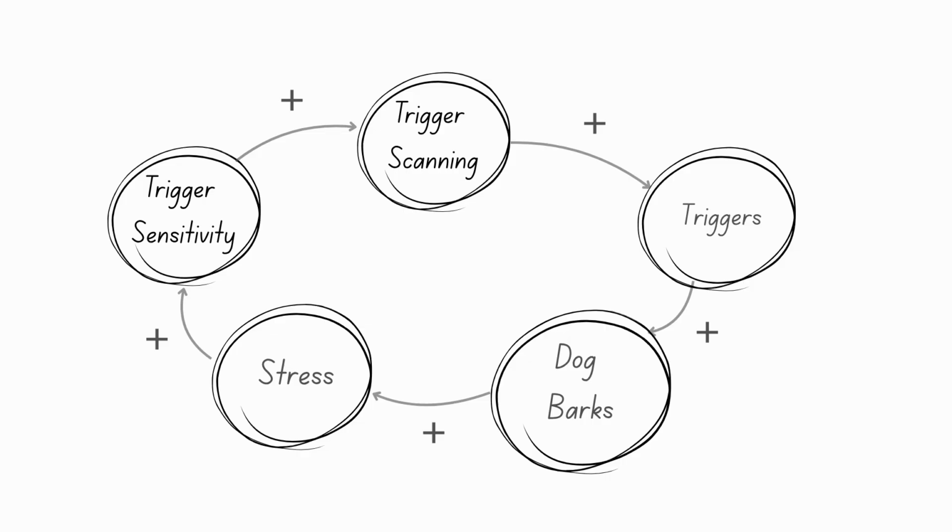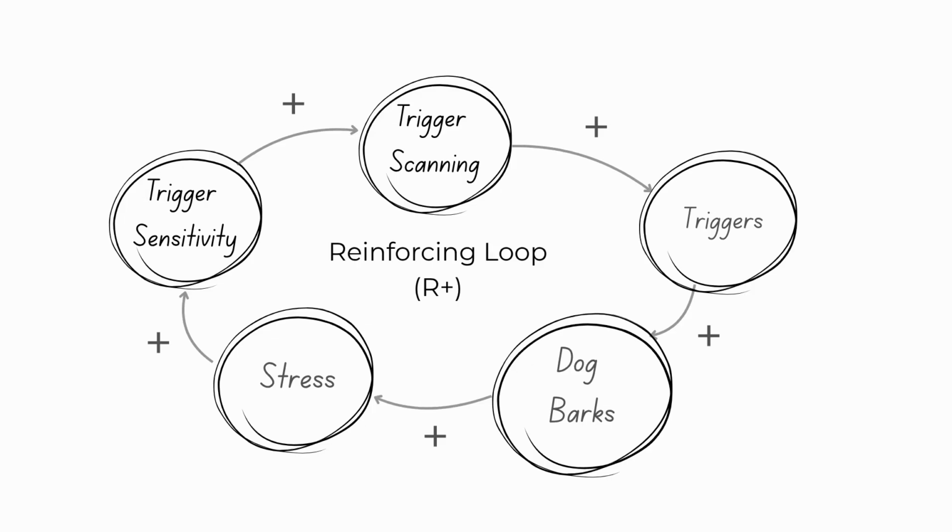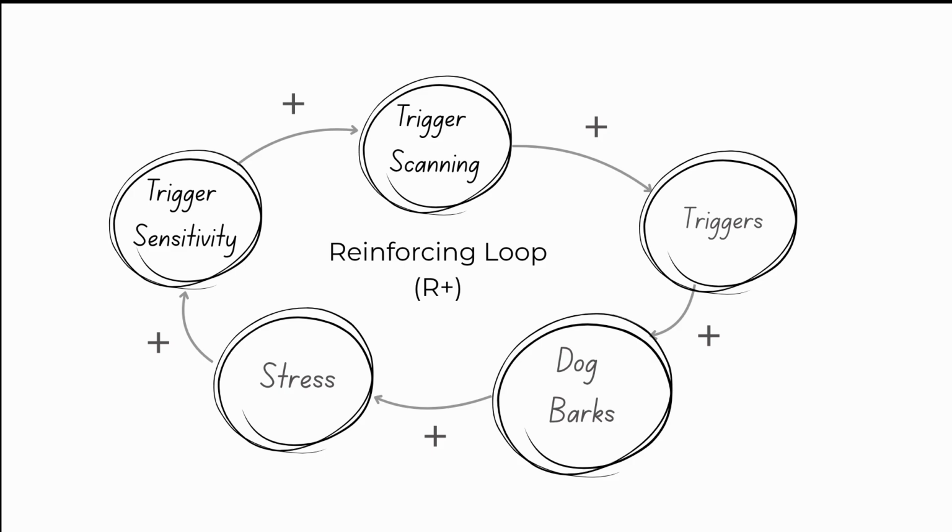Triggers lead to dog barks, which increases stress, which heightens trigger sensitivities, which causes more trigger scanning, which means they notice more triggers, and we're back where we started. This is called a reinforcing loop. Every time you go around the circle, it gets stronger. More triggers create more barking, which creates more stress, which creates more sensitivity, which finds more triggers. The behavior amplifies itself.